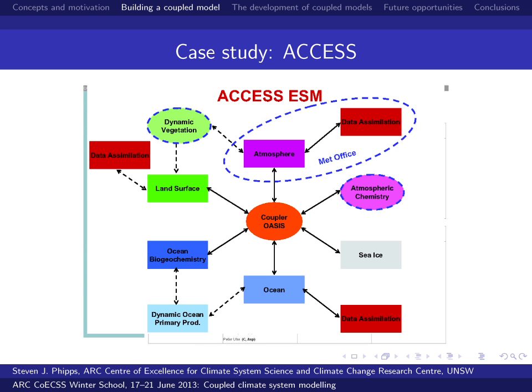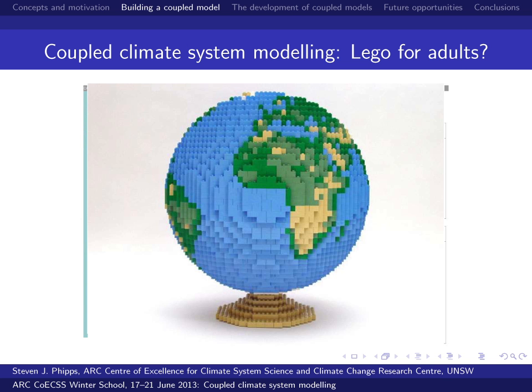So you have your atmosphere model from the UK, your Australian land surface model, your American ocean model, your American sea ice model, and various chemical and biological components that will be added in eventually. So building a model in the model world is very much a case of take your components and bolt them together, which may remind you of a certain famous toy from Denmark.